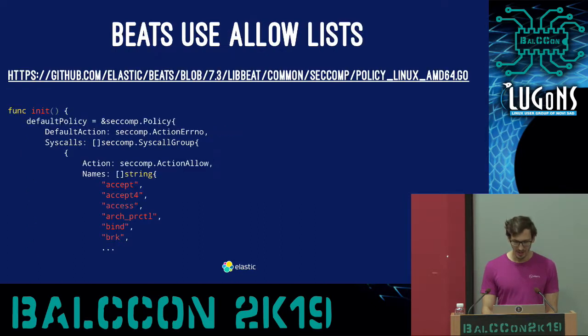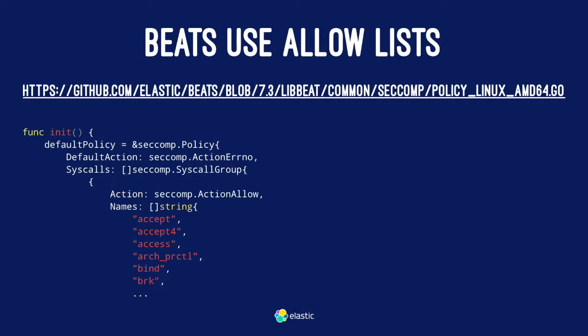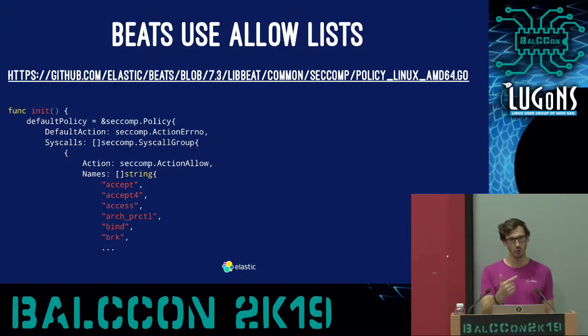What we actually have in Beats is a white or allow list. It is going on pretty long, and it's much longer. These are all the ones that we whitelist and allow. So it is more overhead to maintain this, because Elasticsearch had a different approach. There we just blocked the forking and execution part. Here we actually whitelist all the calls that you need.